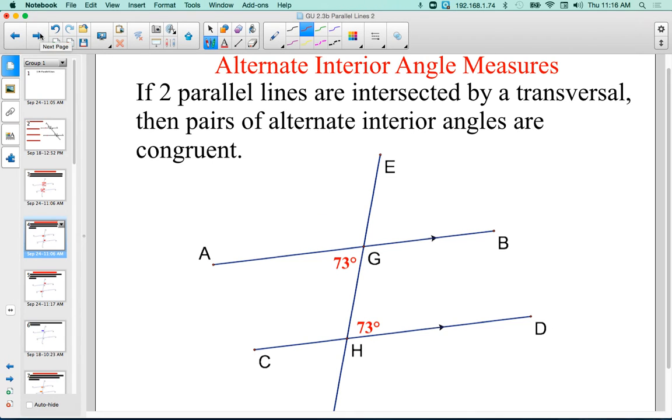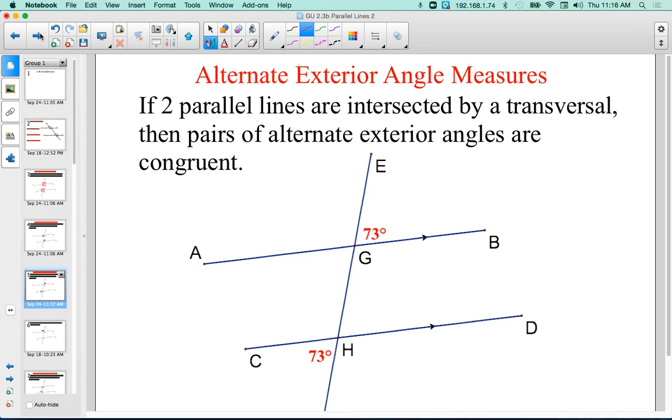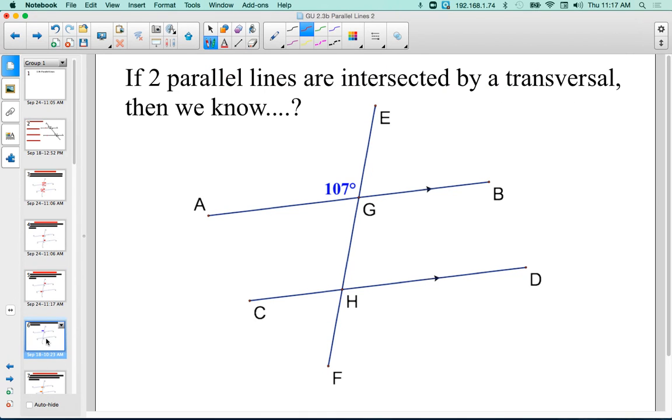You're going to see a little pattern here. Alternate exterior: if two parallel lines are intersected by a transversal, then pairs of alternate exterior angles are congruent. Again, corresponding, alternate interior, alternate exterior are going to be congruent. Same idea. This is just talking about if the two parallel lines are intersected by a transversal, then we know where all the congruent angles are to the one we're given, and we know what the linear pair will be to then give us all 8 angles.